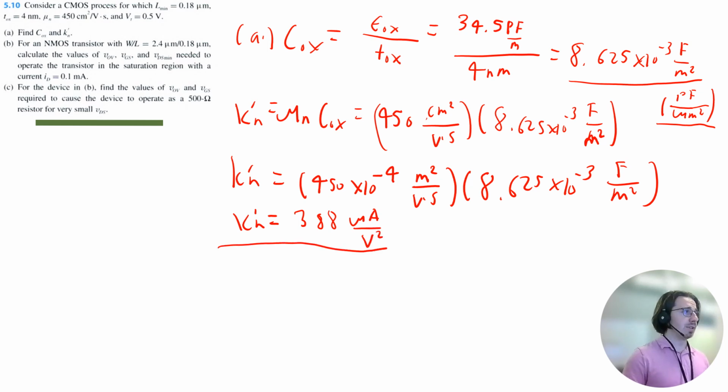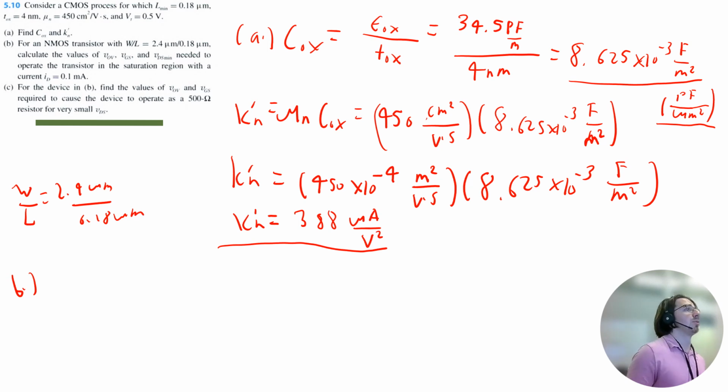Let's solve part B. For an NMOS transistor with a relationship W divided by L equal to 2.4 micrometers divided by 0.18 micrometers, calculate the values of V overdrive, voltage from gate to source, and the minimum voltage from drain to source needed to operate the transistor in the saturation region with a current of 0.1 milliamps. So we know that this is the saturation region of operation, so we have a current equation for that.